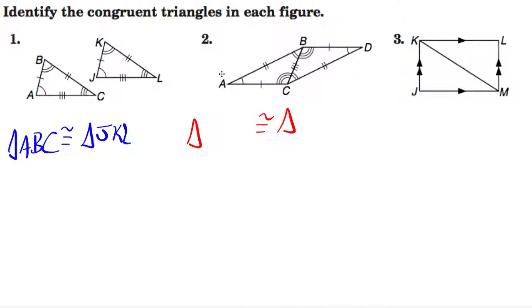Triangle A, so angle A and D are congruent, so A and D, angle B and angle C, and then here this is C, and this is B.